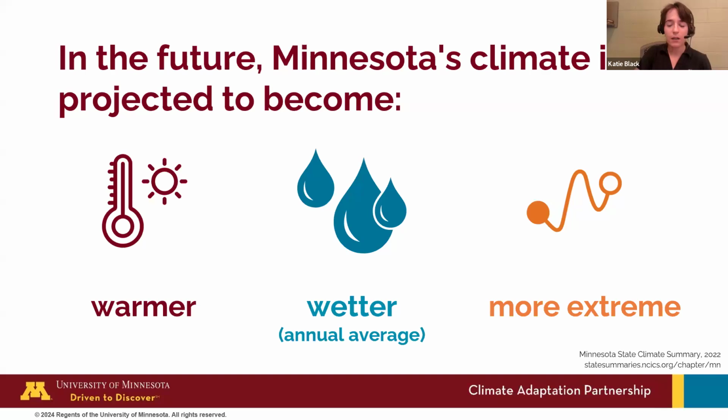When I say wetter, again, wetter is on average, but some seasons, like summer, will actually become drier than what we are historically used to. And we are also expecting to see longer dry spells between rains and more intense rainfall when it does rain. And when I say more extreme, we expect, again, to see more rapid transitions between very wet and very dry periods, and that we may see stronger storms as well.